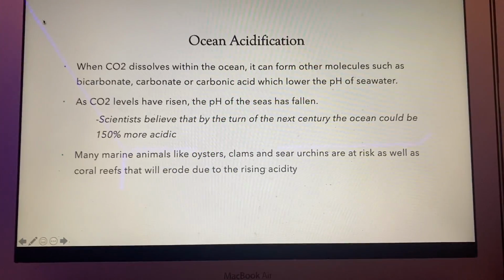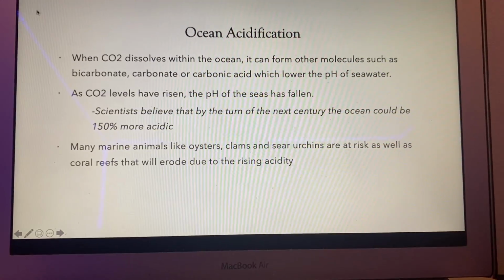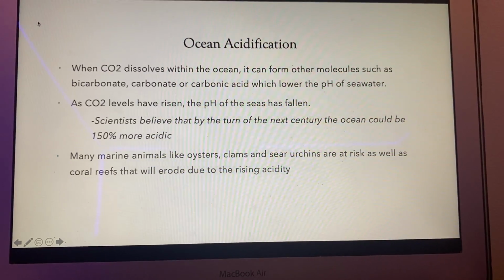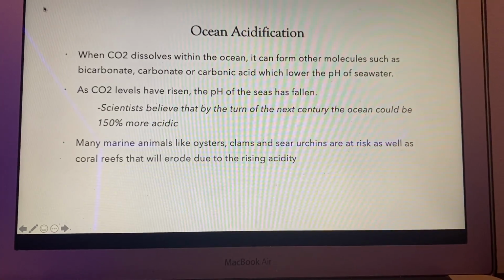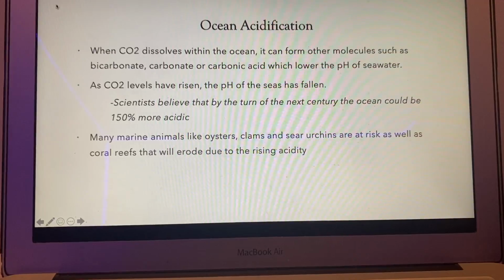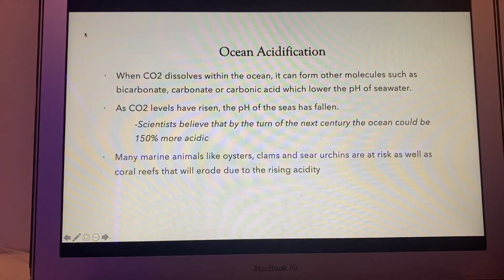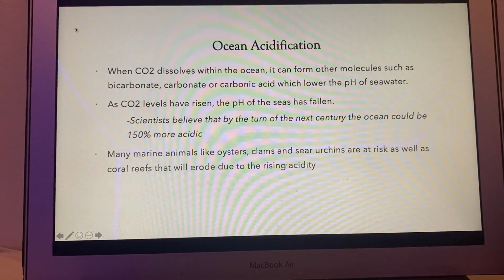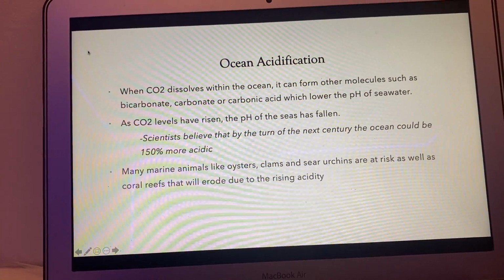CO2 in the atmosphere is ocean acidification. So when CO2 dissolves within the ocean, it forms other molecules such as bicarbonate, carbonate, or carbonic acid. These lower the pH of the water because they release hydrogen ions into the seawater. Now, studies have shown that pH has been lowering within seawater consistently over the past 300, 400 years. So as CO2 levels have risen, the pH of the sea has fallen because more CO2 is entering the ocean and more is dissolving, and that is how the pH has decreased.